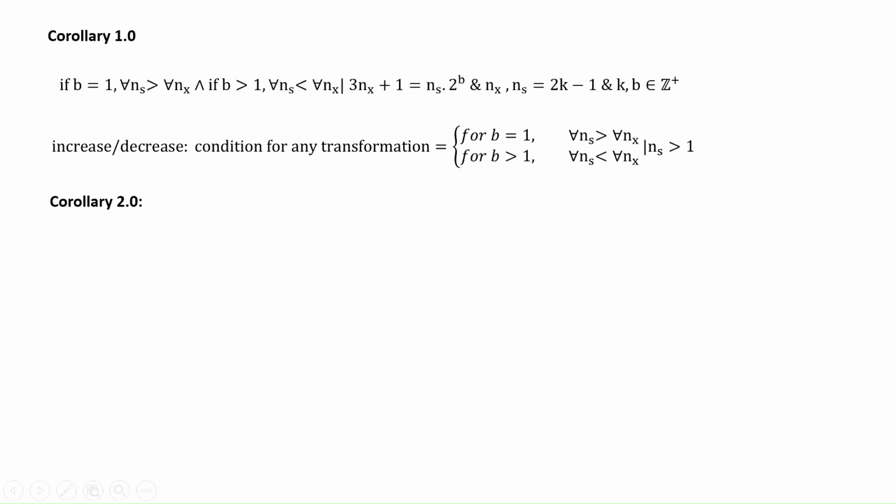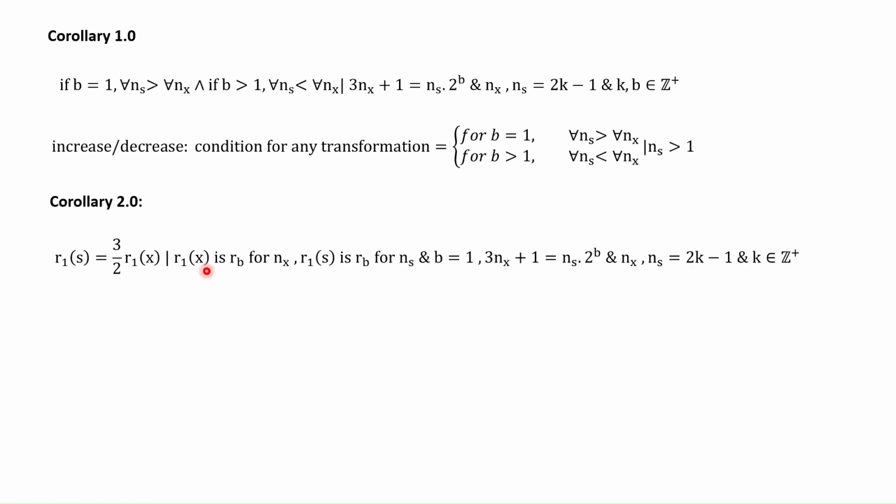Okay, now corollary 2. We have R1 for ns is equal to 3 by 2 R1 for nx. So earlier we established that it is going to increase. We know it is going to increase because b is equal to 1 as defined over here. But now we are talking about the rate of increase. We know precisely what rate it's increasing at. Now what is increasing? Not the value of nx, but the value of r. So we are looking at the problem and solution in terms of r, not nx or ns.